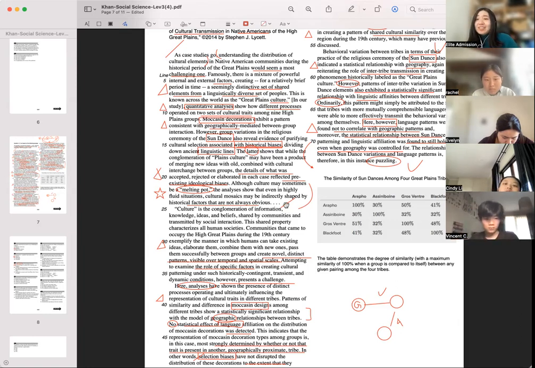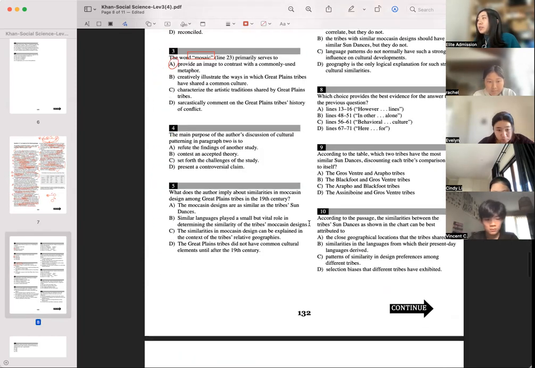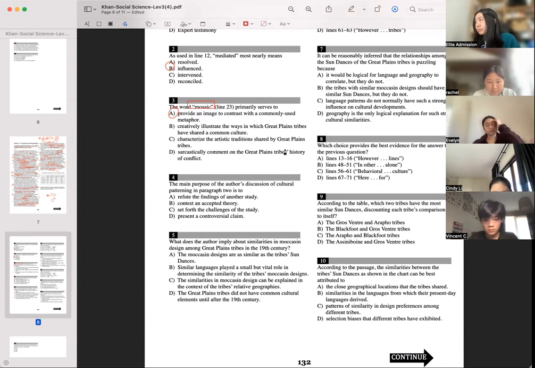So now everything makes sense. What does that mean? Sometimes even when it's highly interchangeable, some cultural elements are still influenced by their own individual linguistic or historical bias, but not obviously, not something we already know. So it's not very obvious, still puzzling. So that provides an image to contrast with a commonly used metaphor. That's what that means.